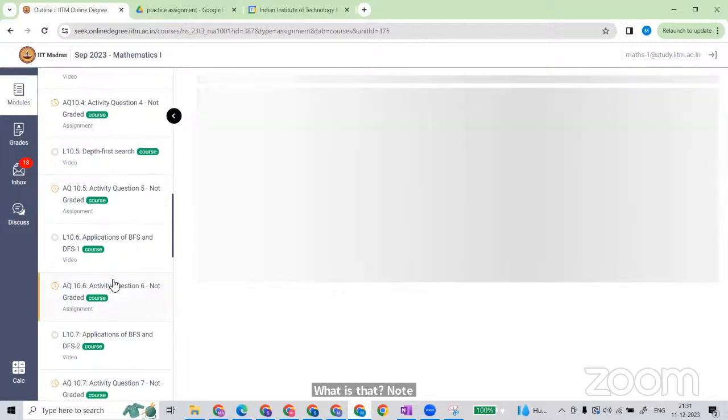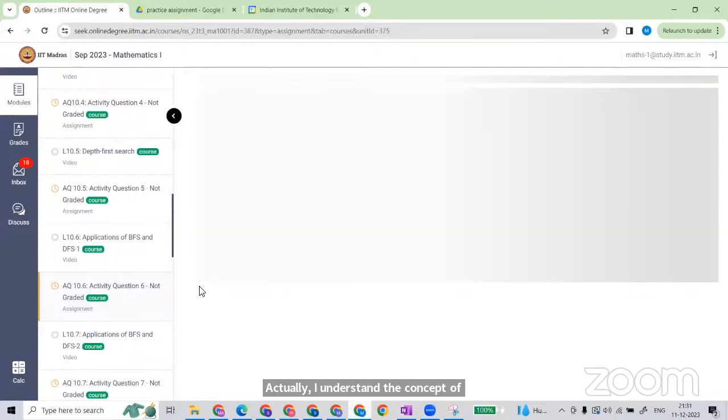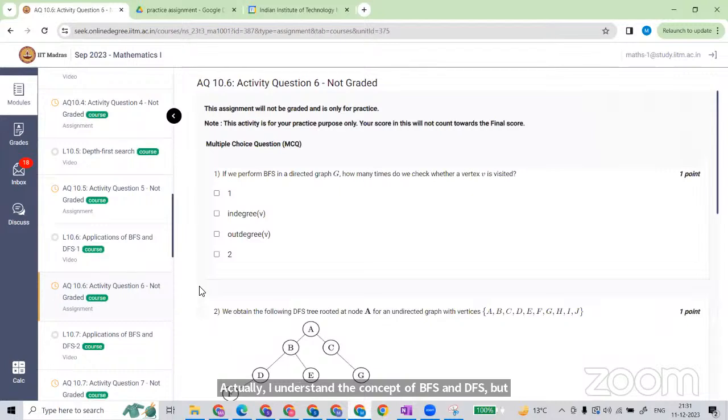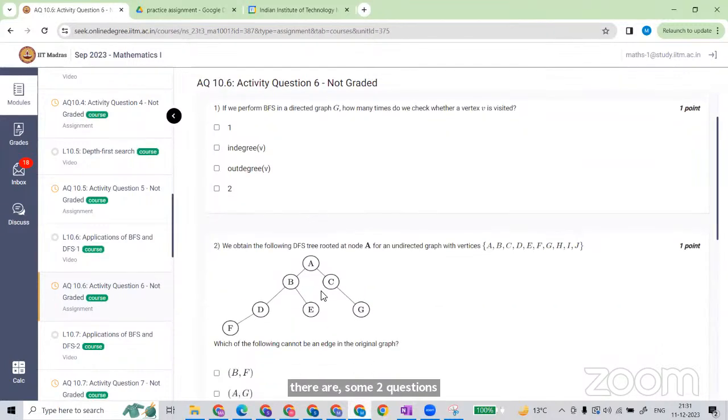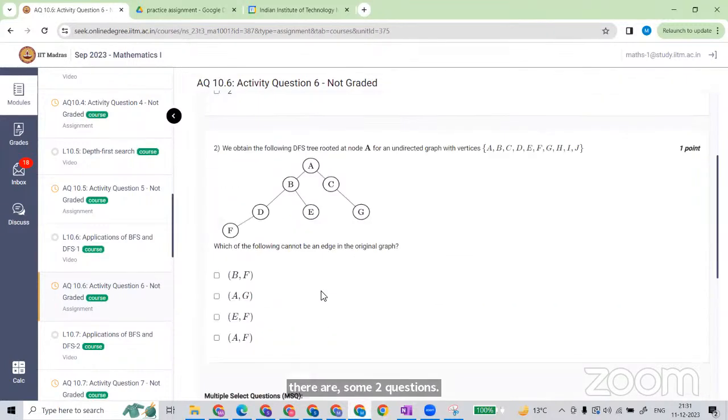I understand the concept of BFS and DFS, but there are two questions, the second question. Which of the following cannot be an edge in the original graph? We obtain the following DFS tree rooted at node A for an undirected graph with these vertices. Which of the following cannot be an edge in the original graph?